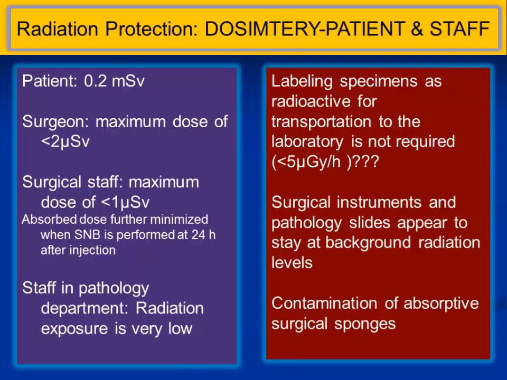Coming to radiation dose, how much does the patient get? They get around 0.2 millisievert, and the surgeon gets a maximum dose of 2 microsievert per procedure. Though the surgeon is very close to the patient during the surgery, the whole body dose is more important rather than the local dose. So if a surgeon has to get 1 millisievert radiation dose, he has to do up to about 400 surgeries per year. Only when he does 400 surgeries per year will he exceed 1 millisievert.